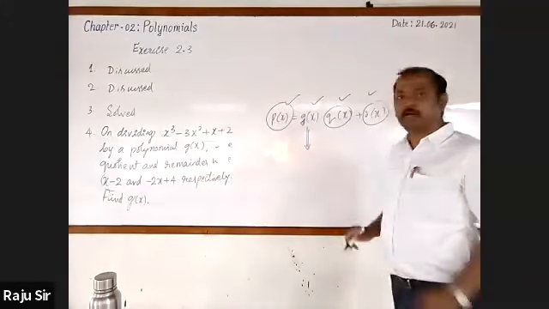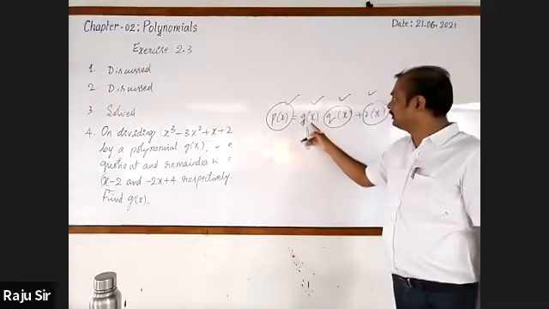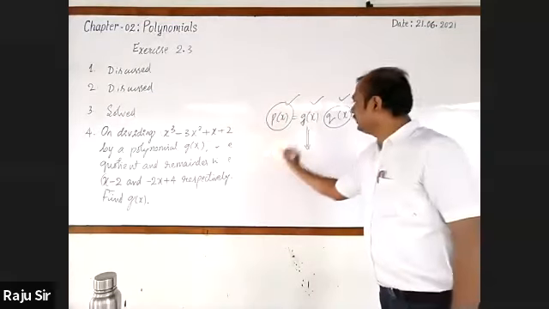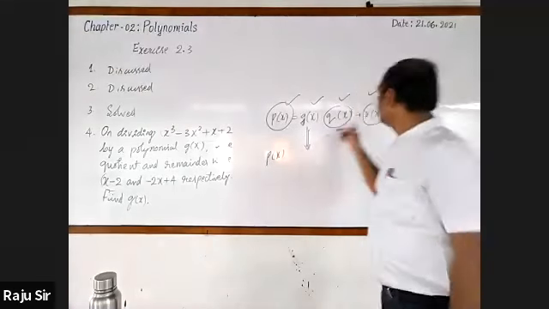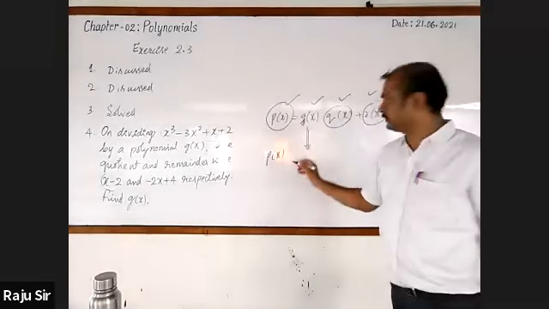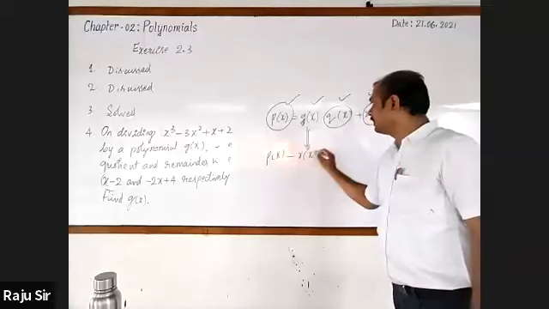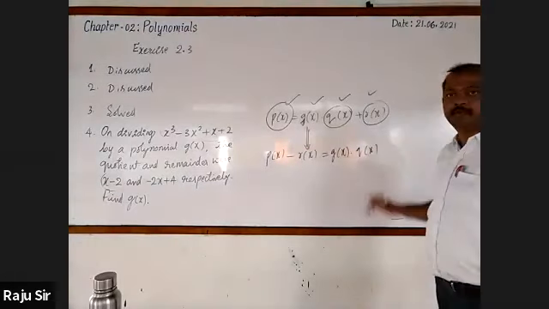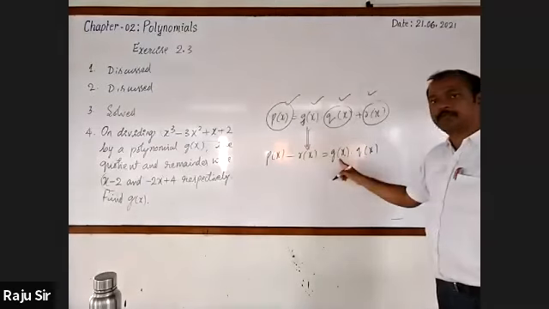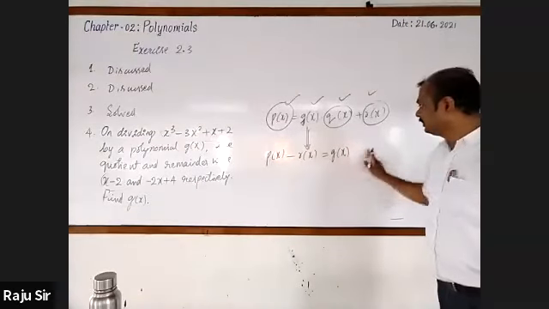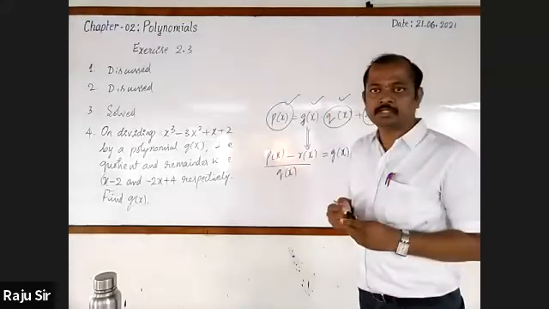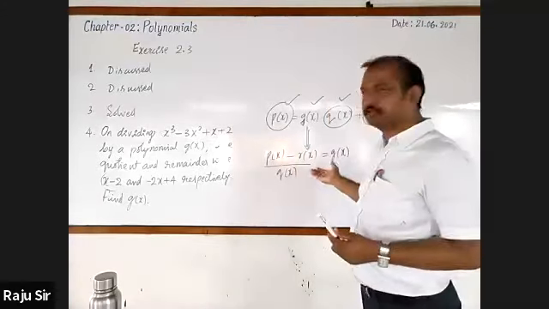To find out g of x, I'll go for solving g of x from this statement. Here, p of x, transfer r of x to the left hand side, p of x minus r of x is equal to g of x into q of x. As we need g of x, transpose q of x to the denominator. Did you understand? So here we are going to substitute. That's all.